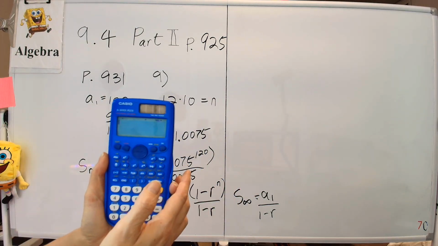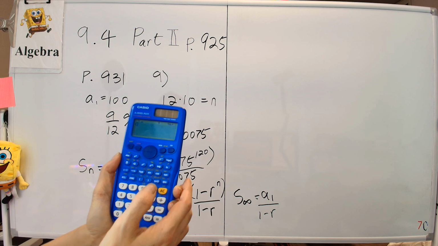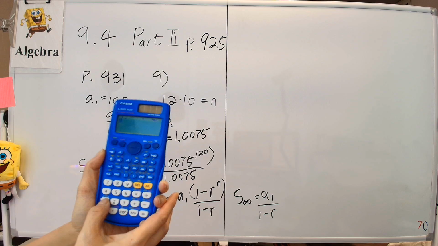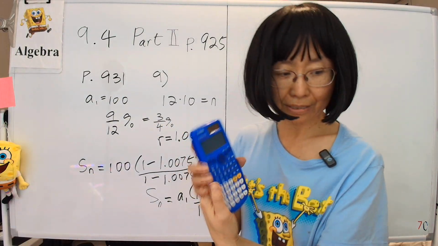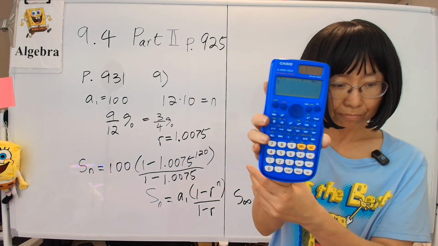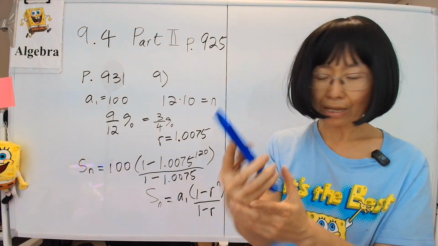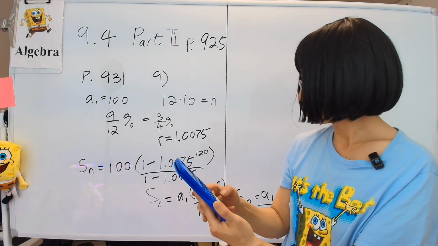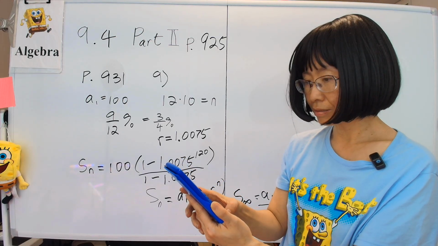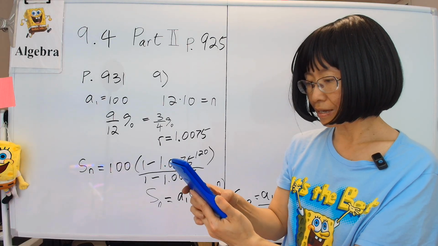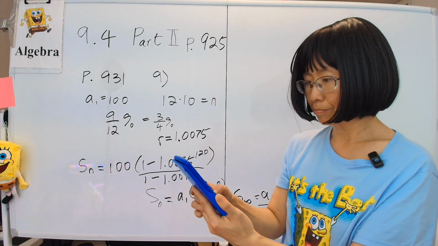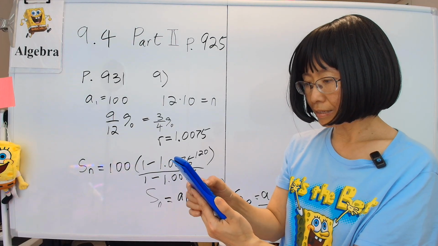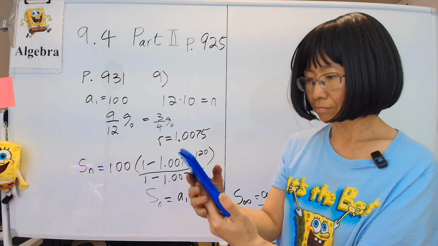The top is 1 minus... Maybe I should do it on this side. Can you see this better? Yeah, I guess, kind of. Okay, so I'll type in 100 times 1 minus 1.0075 raised to the power 120, and then get out of the top and close parentheses.